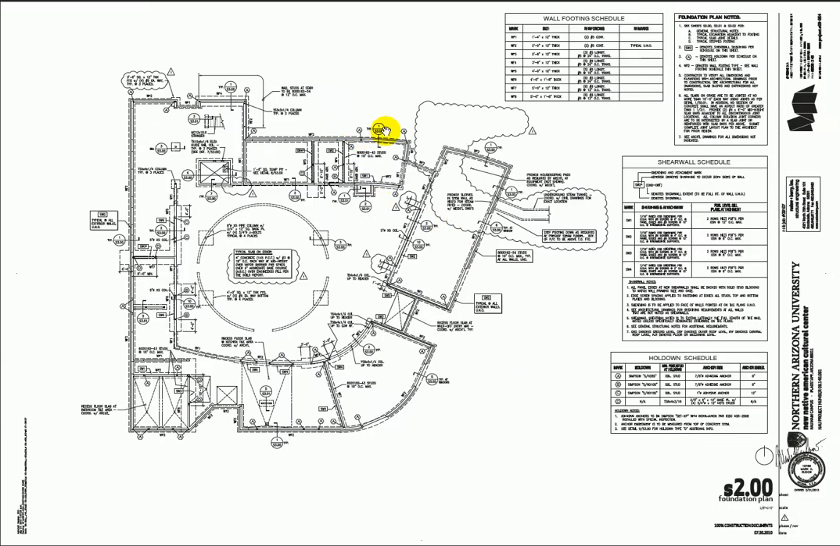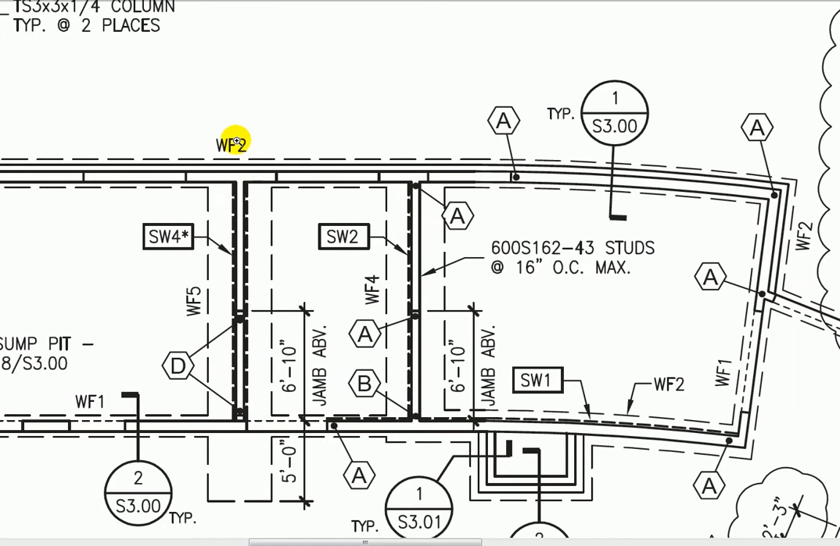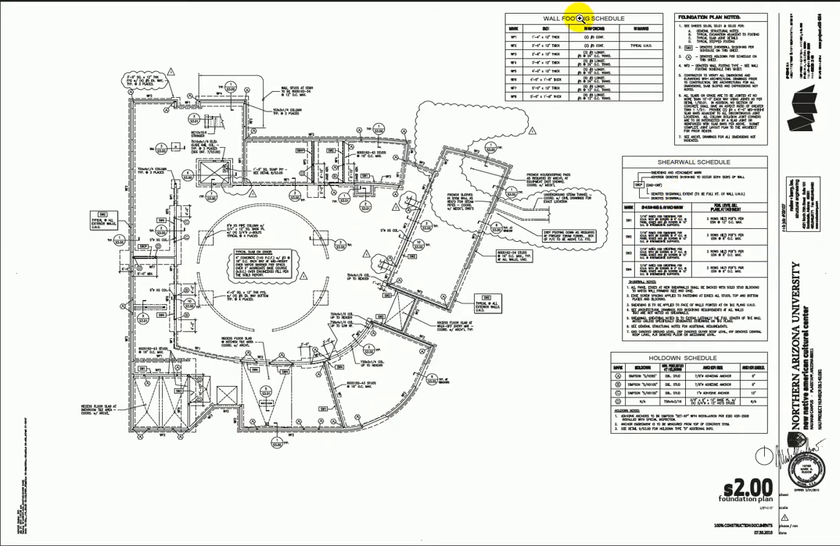So we were looking at S300. So let's jump into this little area here. This tells me wall footing number 2 is running along here. So I'd have to find a schedule with wall footing number 2 on it. And what I see over here is the wall footing schedule. So let's jump over here.